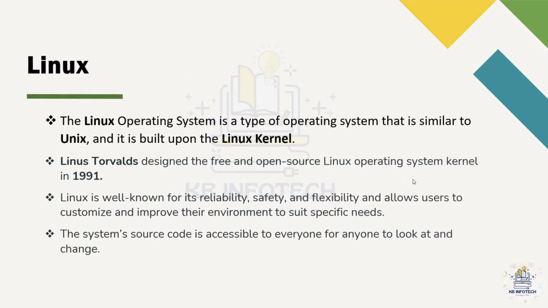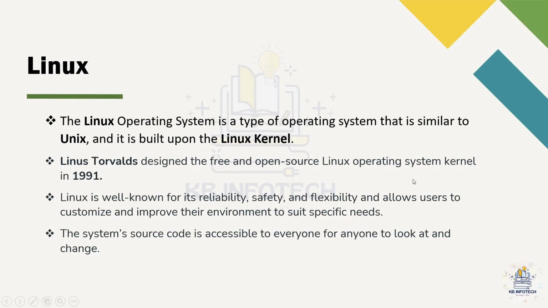The Linux operating system is a type of operating system that is similar to Unix, and it is built upon the Linux kernel. The Linux kernel is the brain of the operating system because it manages how the computer interacts with its hardware and resources. It makes sure everything works smoothly and efficiently. Like Unix, in Linux also the kernel is the most important part of the Linux architecture.